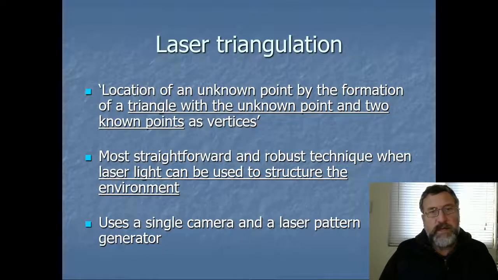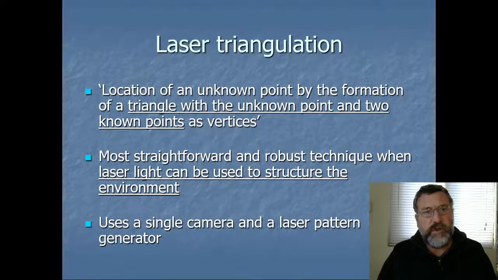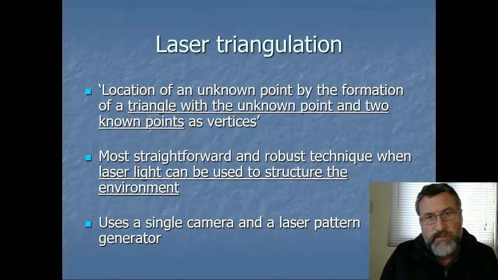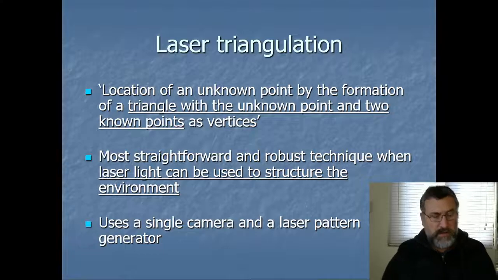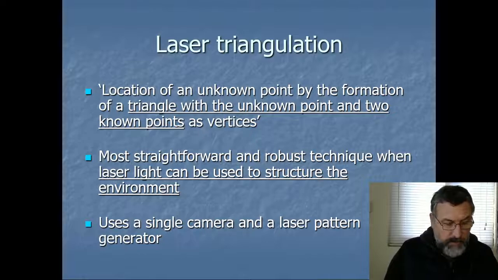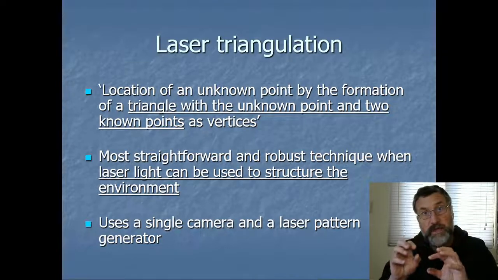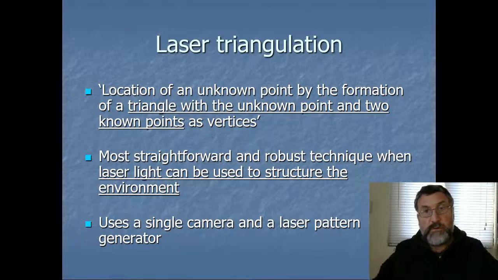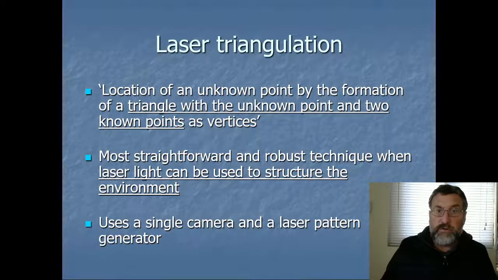So the technology we have for measuring things in 3D, one of the most commonly used is laser triangulation. It's triangulation, so we have triangles with an unknown point and known points and vertices. And this is probably the most commonly used technique in three-dimensional machine vision, because all we need is a camera and a laser pattern generator. The laser pattern generator is usually a line generator. So a ray of laser light goes through a cylindrical lens, and that spreads it out into a plane of light, which then impinges on an object.